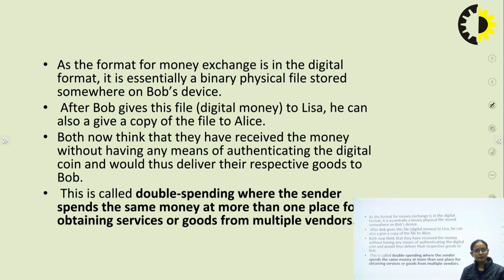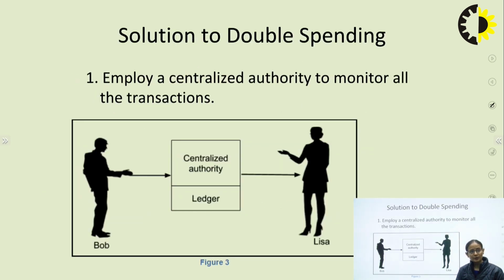As the format for money exchange is digital, it is essentially a binary file which is stored somewhere on Bob's device. After Bob gives this file to Lisa, he can also give a copy of the file to Alice. But now think that they have received the money without having means of authenticating the digital coin, and therefore they are delivering their respective goods to Bob. So this is double spending, where the sender spends the same money at more than one place for obtaining services or goods from multiple vendors. How can we avoid the double spending?